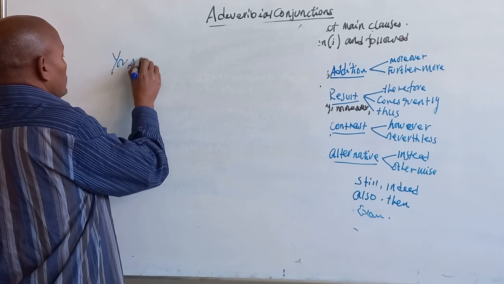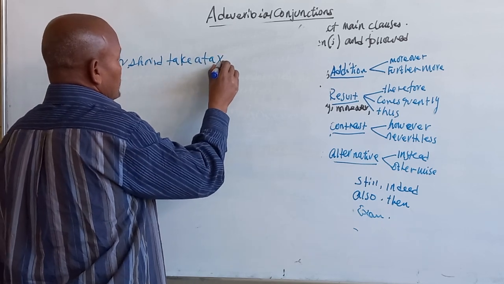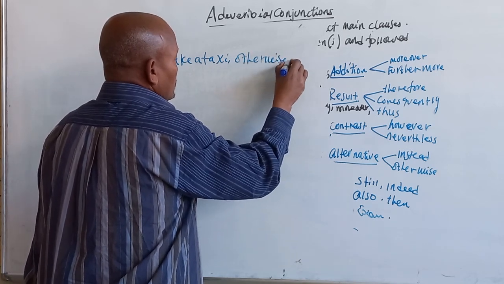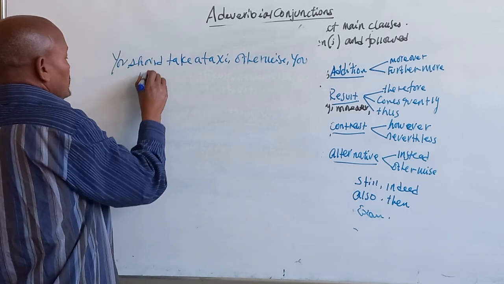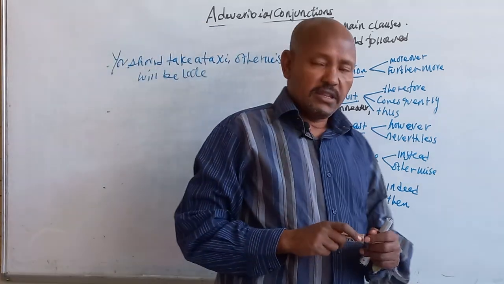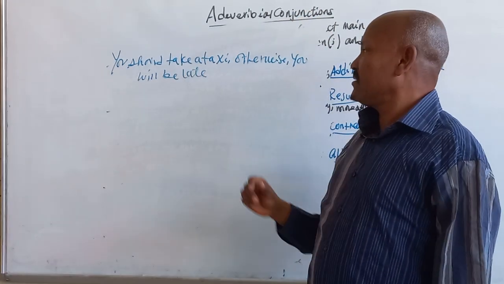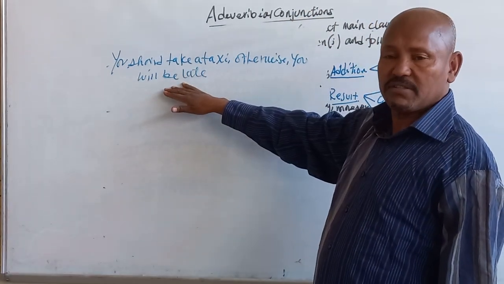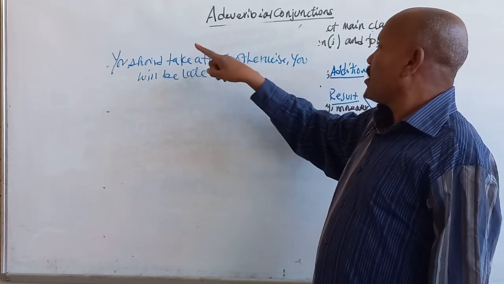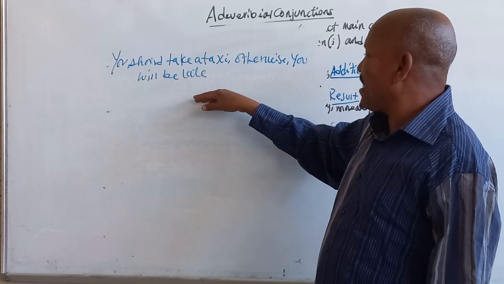You should take a taxi. Look here, otherwise you'll be late. This example, look here. There are two alternatives here. The first alternative is to take a taxi, or you'll be late. Right? If you just take a taxi, you'll not be late. Or you should take a taxi, otherwise you'll be late. Or you'll stay here.